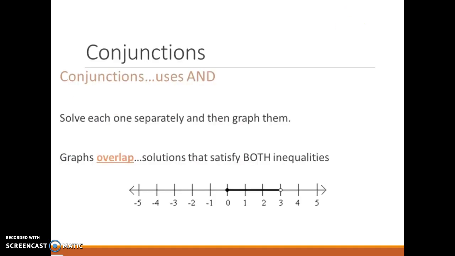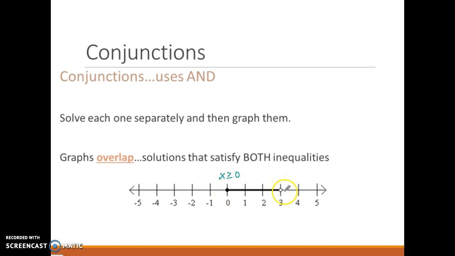So first, if we look at conjunctions, to work through them, you can solve or graph each of them separately, and you're looking to see where that graph is overlapping. And the part that overlaps is the solution that's going to fit both inequalities. So in this example here, I've got the inequality where x is greater than or equal to 0, because I have a solid circle on 0 showing that it's equal to, and it's shaded to the right, so greater than, all these numbers are larger than 0.